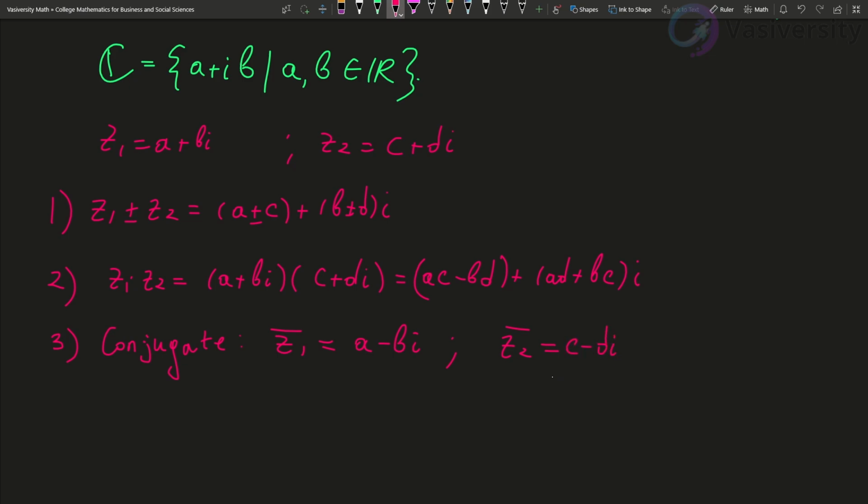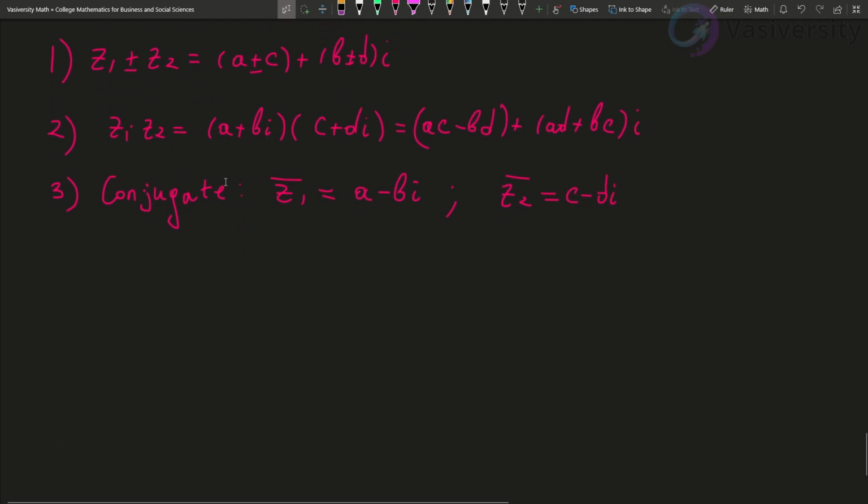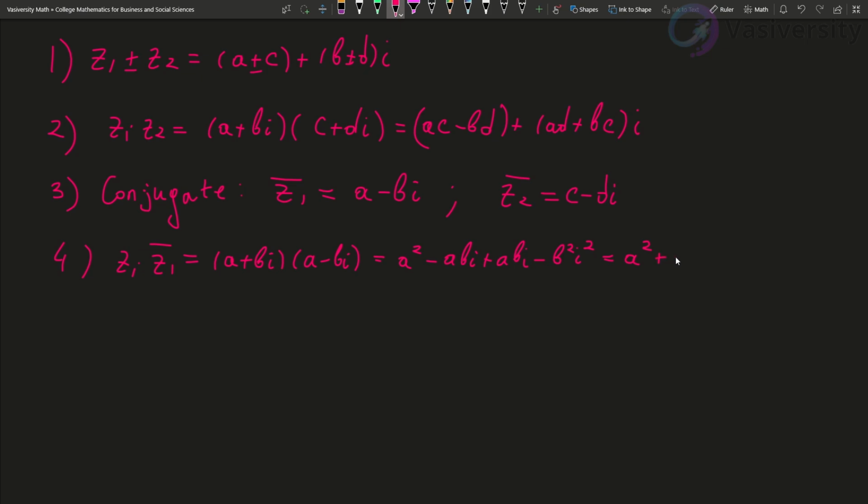So it has an interesting property because we can multiply those two numbers and we will get a purely real number, right? And what we can do is rule 4. So z1 times z1 hat is going to be equal to (a plus bi) times (a minus bi). So we're going to have a squared minus abi plus abi minus b squared i squared. And remember, i squared is -1, so we have a squared plus b squared. That is a purely real number.